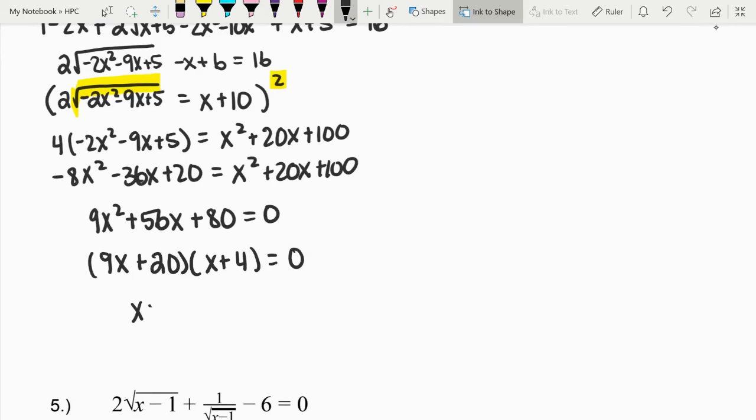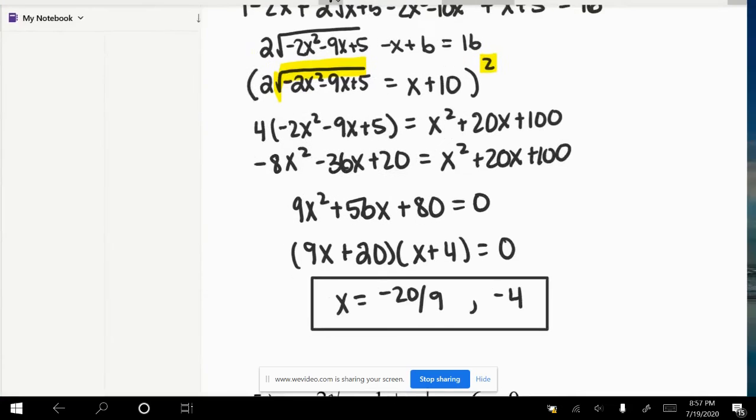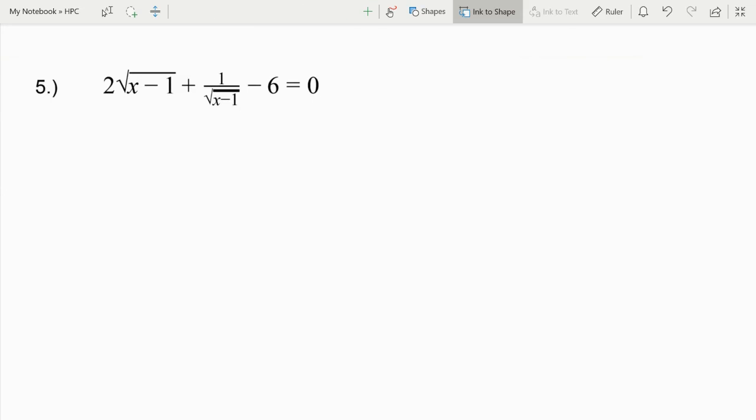So x is equal to negative 20 over 9 and negative 4. We do need to check for extraneous solutions, so substitute into your calculator and see if both solutions work or not. And you should find out they both are real solutions. Okay, let's move on to number 5.